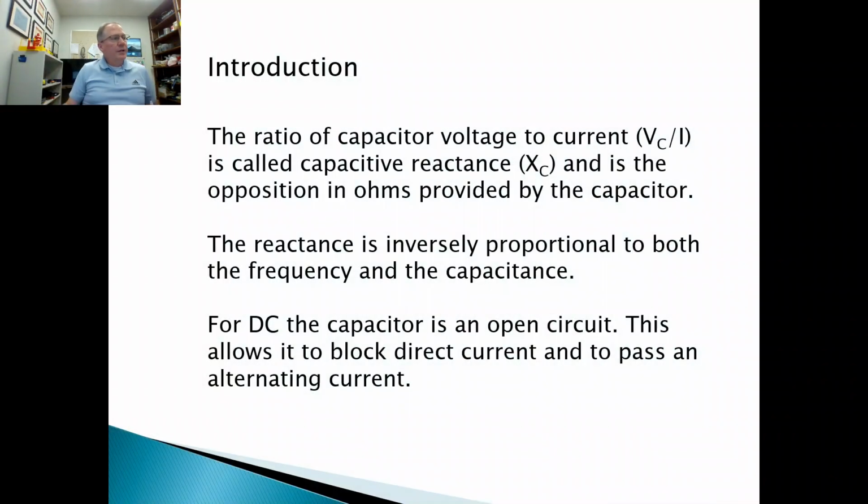So for DC, the capacitor is an open circuit. This allows it to block direct current and to pass an alternating current. So when our circuit has DC on it, that gets blocked, right? So it's going to block DC but allow AC.